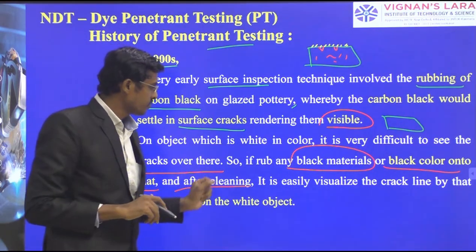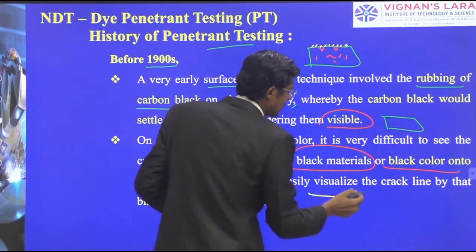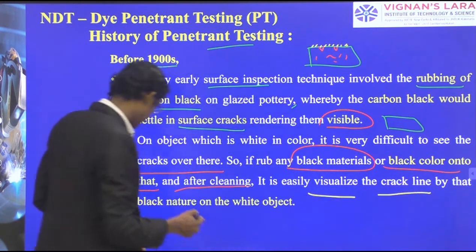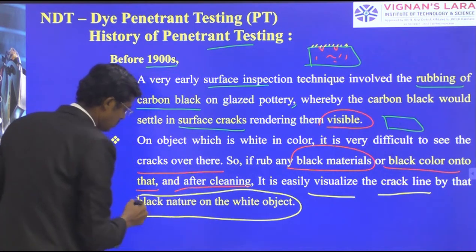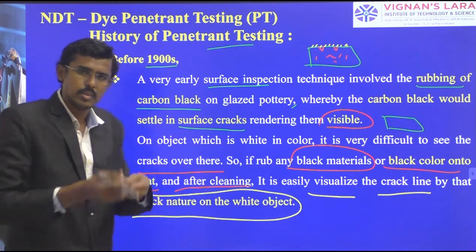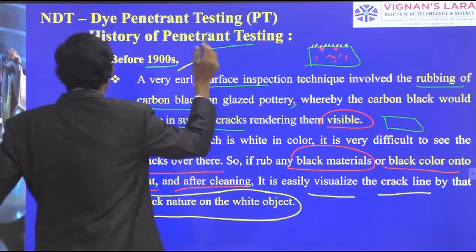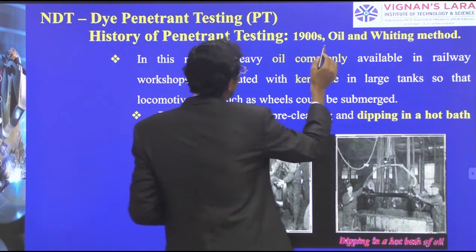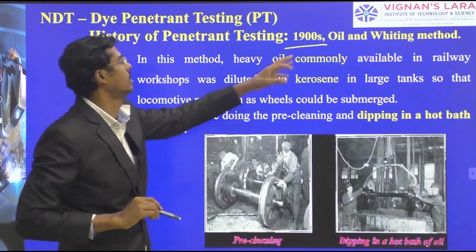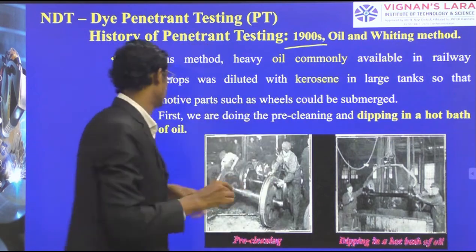So after cleaning, the crack line is easily visualized by the black nature on the white object. The black is visible on the white object because of the contrast. It was done in the 1900s. Later, they used other methods also, like oil and whiting methods.